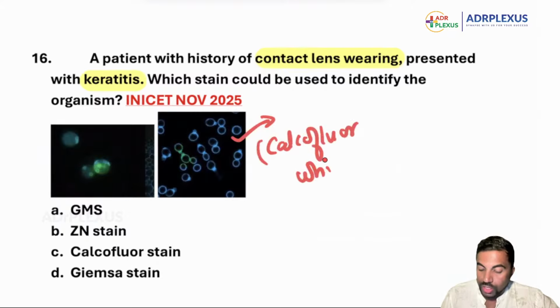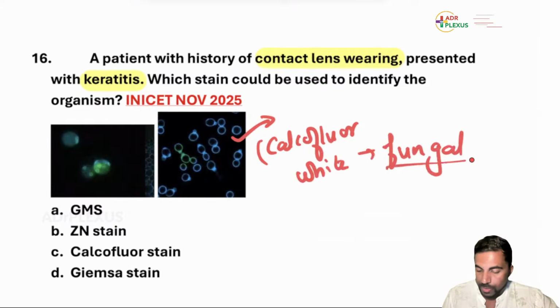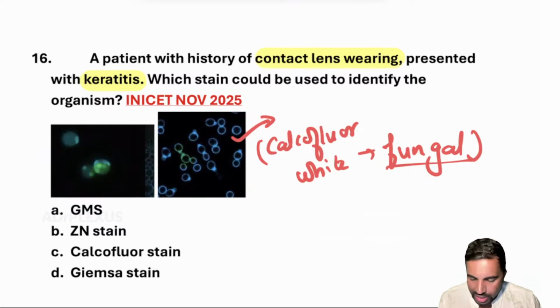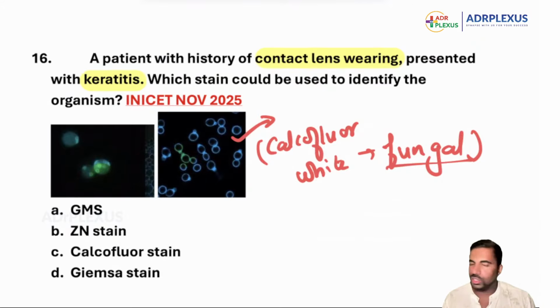Mostly when we said calcofluor white, I remember we talked about fungal, but it's not necessarily always fungal. Some parasites also, one of the examples is Acanthamoeba. But for you, the important thing is the picture. In that picture you can see a little bit whitish color. Definitely it's not bacteria.